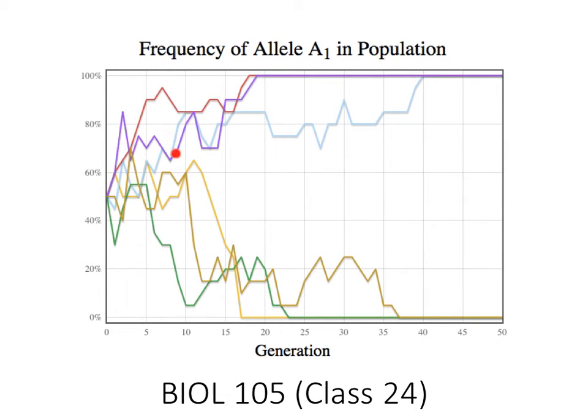Over time, will it increase in frequency and become fixed? Up here, 100% of the alleles in the population are now allele 1. Or, on the other hand, will it go from 50% frequency to 0%? Will it be lost in the population? So it'll go from here down to 0.